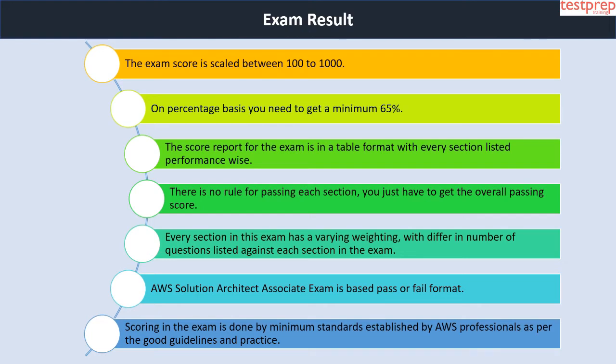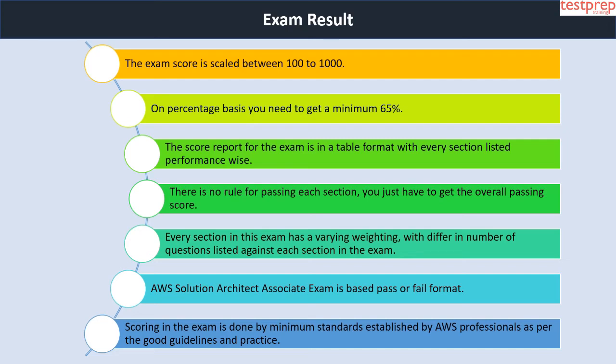The score report for the exam is in a table format, with every section listed performance-wise. 4. There is no rule for passing each section, you just have to get the overall passing score. 5. Every section in this exam has a varying weighting, with a differing number of questions listed against each section in the exam.